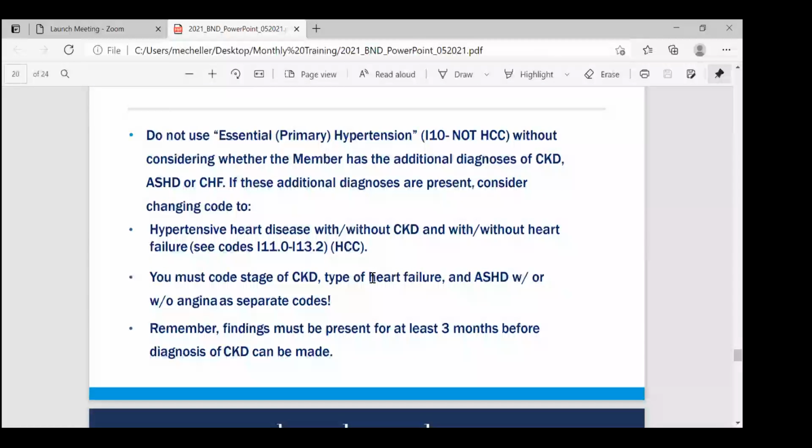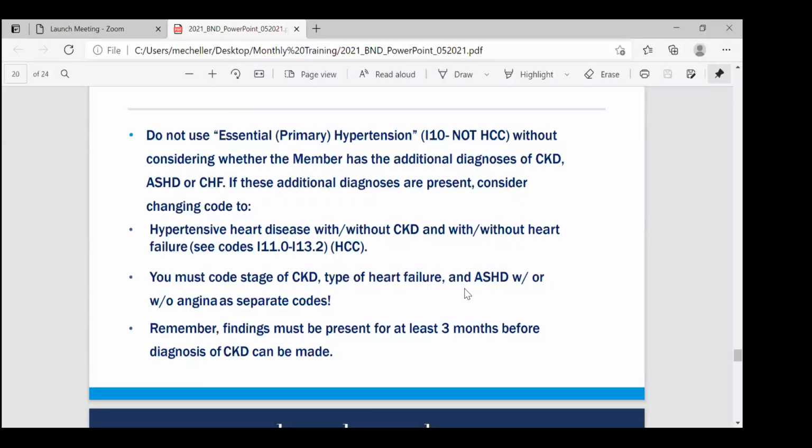Hypertension. So for hypertension I10, it does not risk adjust without considering whether the member has additional diagnoses of CKD or ASHD, atherosclerotic heart disease, or CHF. So these additional diagnoses, if they're present, we want to consider changing our diagnosis code. So if you're giving us I10 and that disease is supported by any of these additional conditions, then we should change the diagnosis code. So hypertensive heart disease without CKD and without heart failure, we can use codes in this particular range. So the appropriate diagnosis codes in order to make sure that we're getting the RAF score which supports it. You must code a stage for CKD.